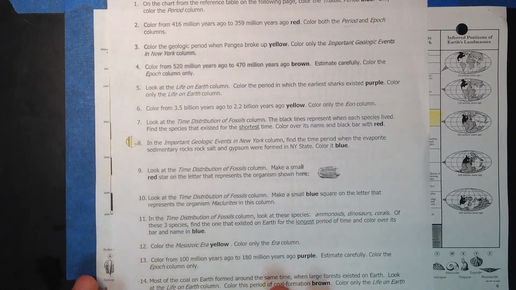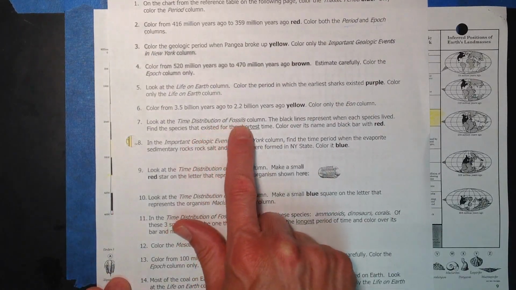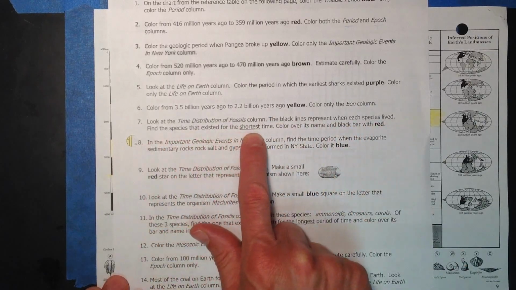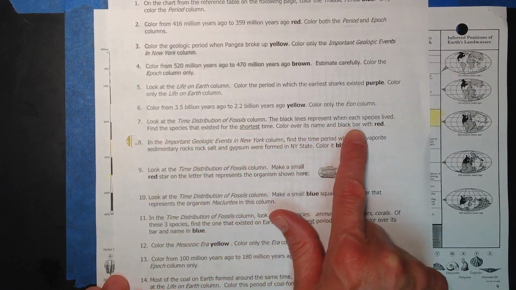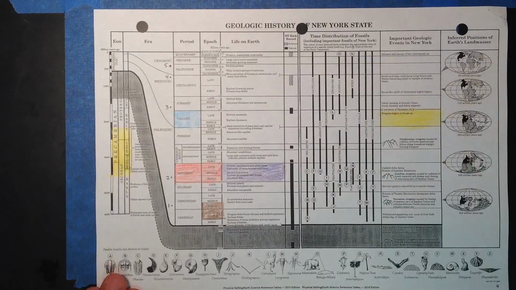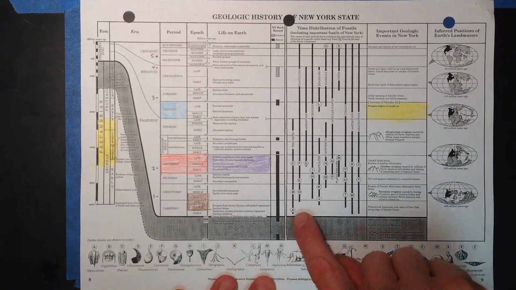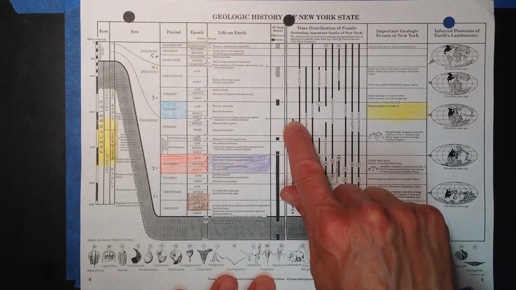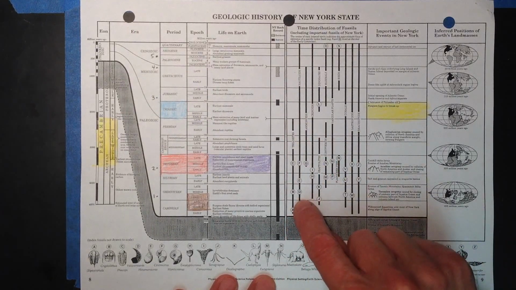Next up, 7. Look at the time distribution of fossils column. The black lines represent when each species lived. Find the species that existed for the shortest period of time. Color over its name and black bar with red. Okay, so this is like a timeline. So trilobites, first see trilobites here. They existed till here. They went extinct about 251 million years ago.